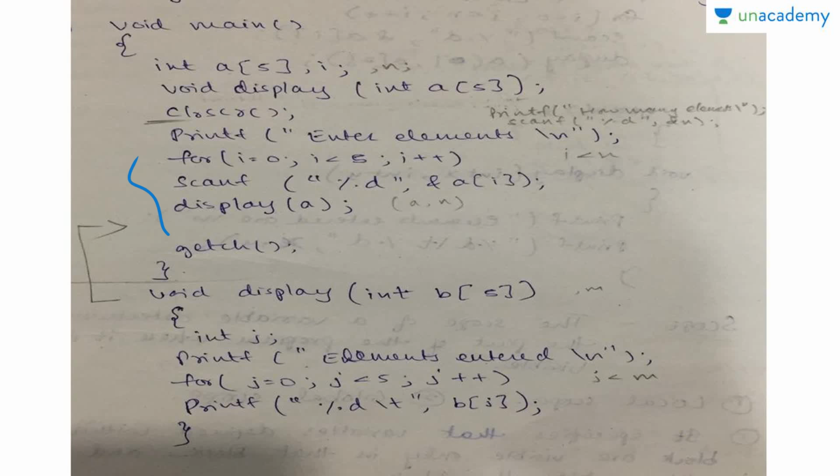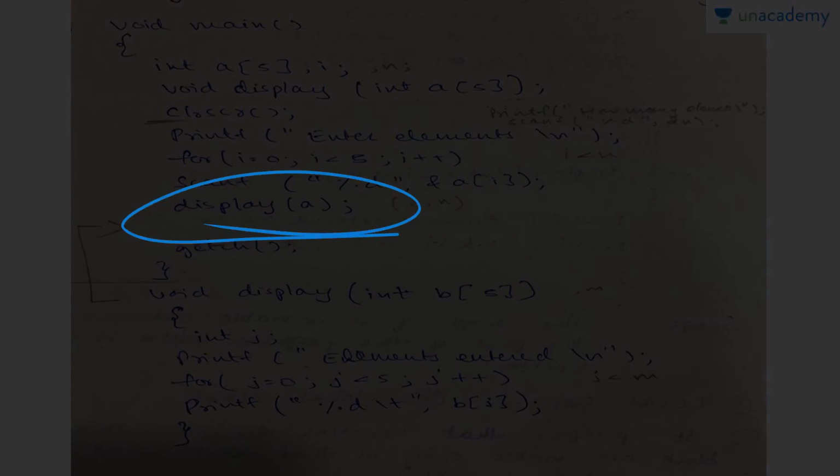When the function has been called, we know that this a is nothing but the actual parameter. The values will be taken by the formal parameters over here, and this void display will be executed. So here, int j in this body, the elements entered will be printed, and the elements whatever we have entered will be displayed when this function has been called. So this is how we pass the entire array as an argument.